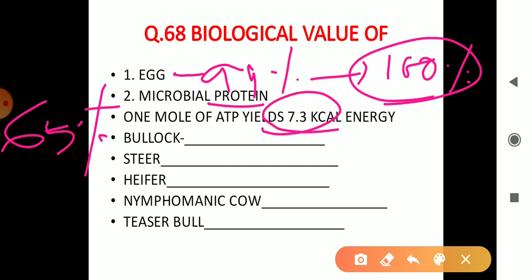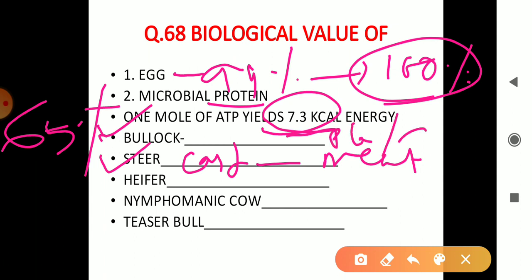Coming to the next question, some definitions are very often asked by the examiner. So the definition of bullock. A bullock is nothing but a castrated bull for draught or plowing purpose. What do you know about steer? Steer is a castrated bull. It is a castrated bull for meat purpose.